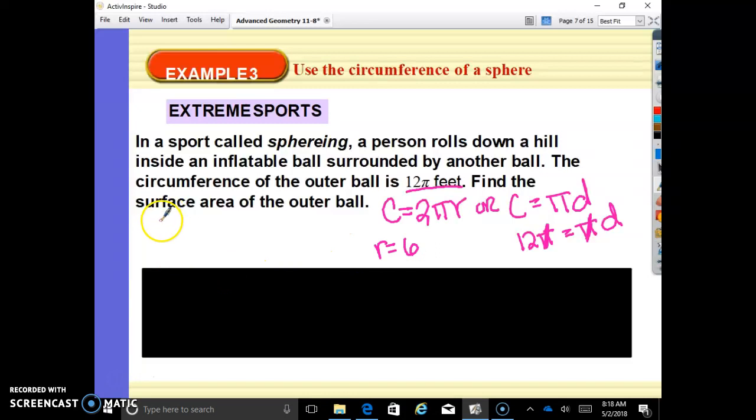So the surface area, 4 pi r squared. 6 squared is 36. 36 times 4 is 144. So you're going to get 144 pi, which is approximately 452.39 feet squared.